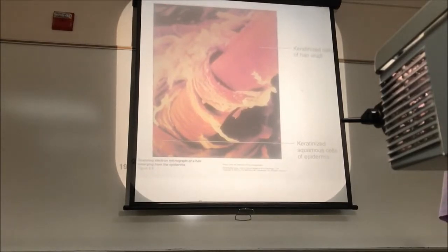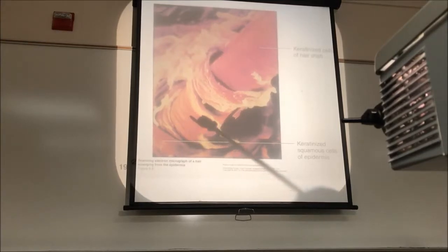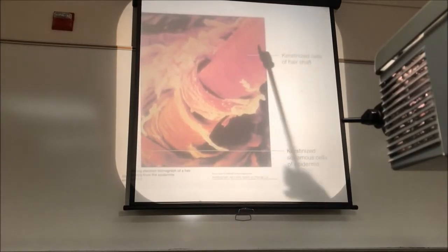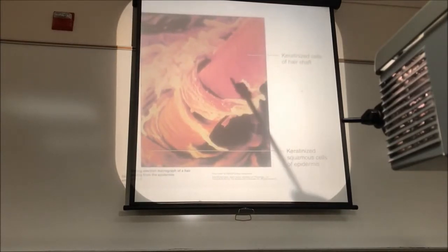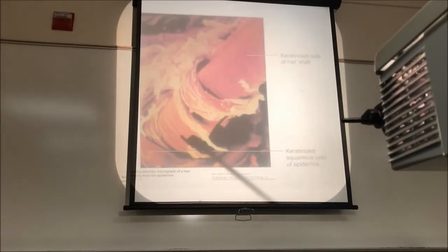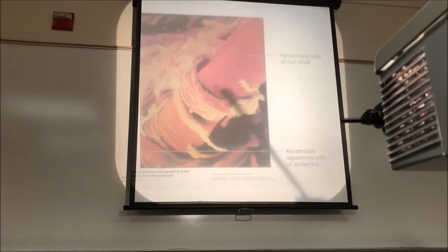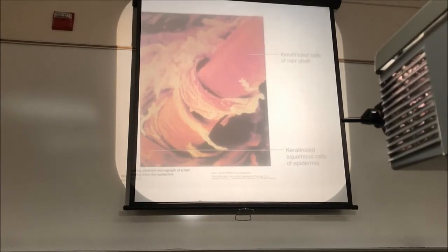All right, this is a super high magnification electron micrograph of a hair shaft just as it's emerging above the epidermis. And one of the things I like about this picture is it really shows you those flattened, scale-like overlapping cells of keratinized cells that form the bulk of the shaft. You can really see how those have been layered and plastered up against each other, and they're very tough and they're very firmly attached to each other.